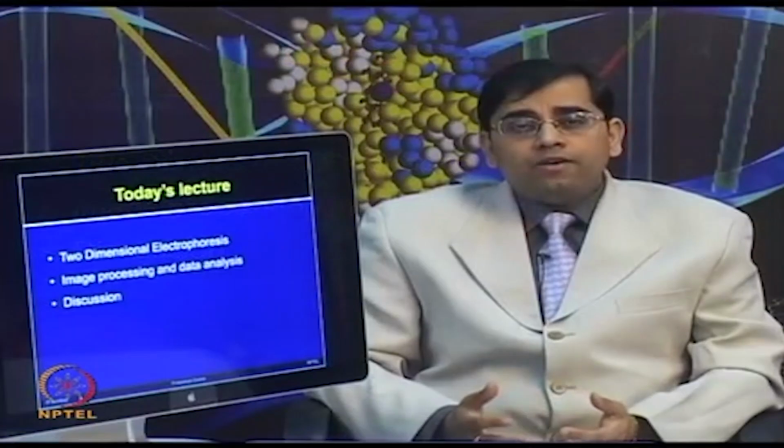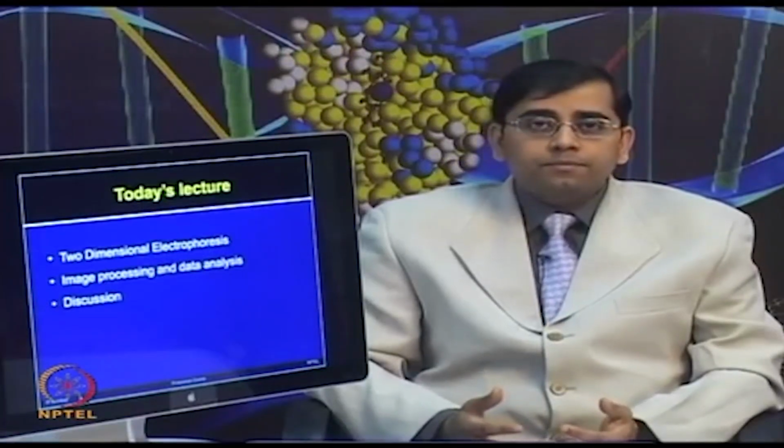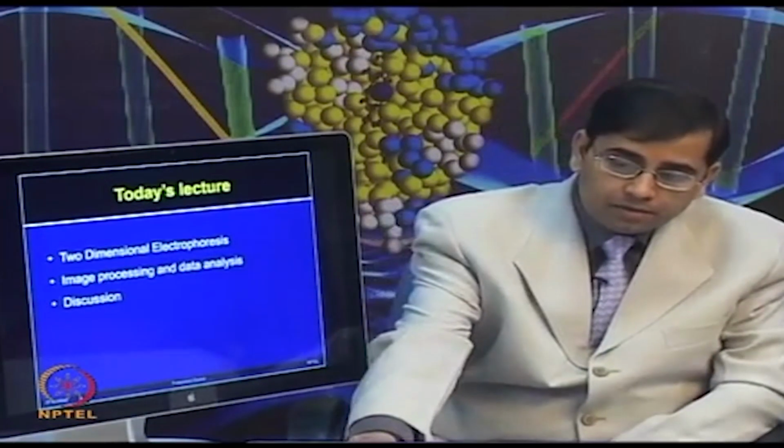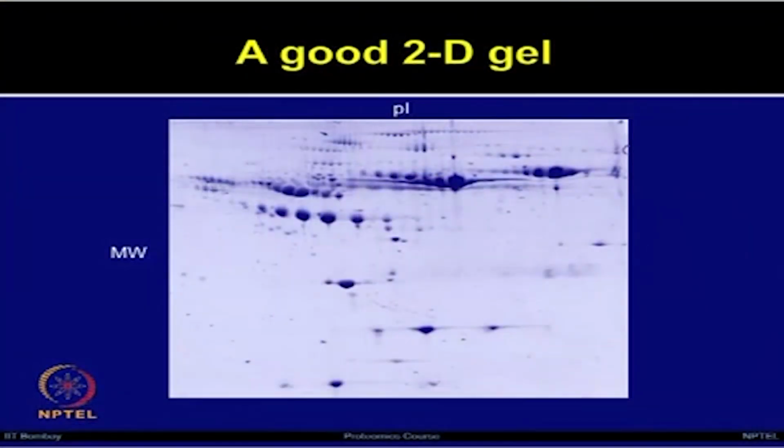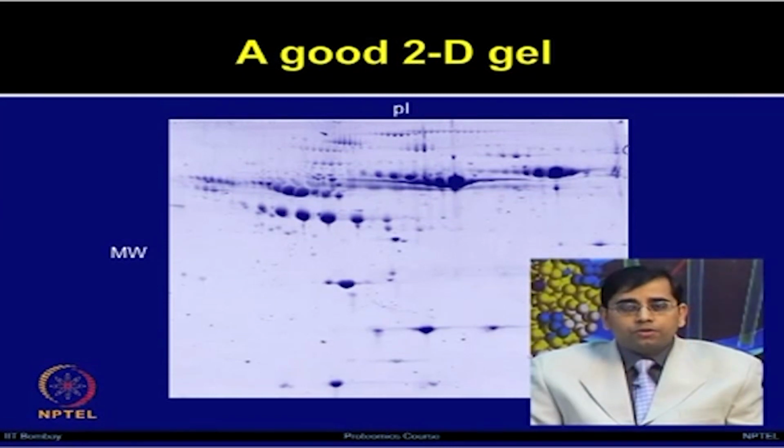Now, when you have run a very good 2D gel, you will expect an image, a representative gel shown here, where you have well resolved spots throughout the gel. This is a gel image of serum protein extracted from human and separated on the two-dimensional gel. If everything goes well, you can see well resolved spots throughout the gel and the whole proteome can be well separated. But many times this is not the case.